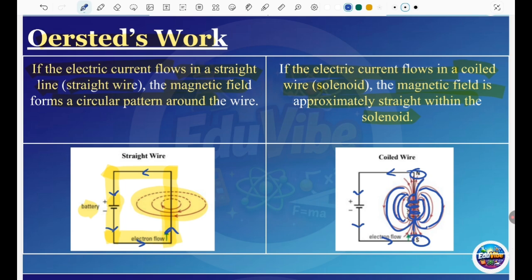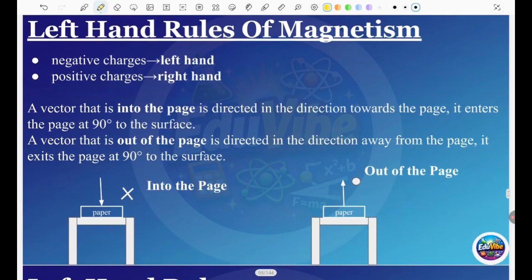So the field within the solenoid is straight. At the center of the solenoid you can see that the lines are straight, while outside there is a kind of circular pattern. The straight lines in the center are because of the coiled wire. Those are the two experiments you have to know, for the straight wire and for the coiled wire. This is for Oersted.